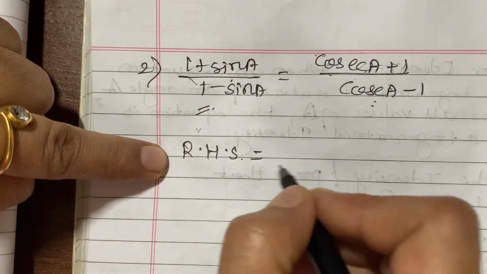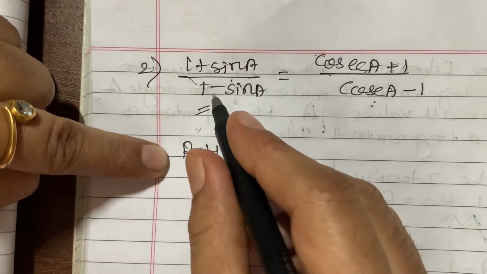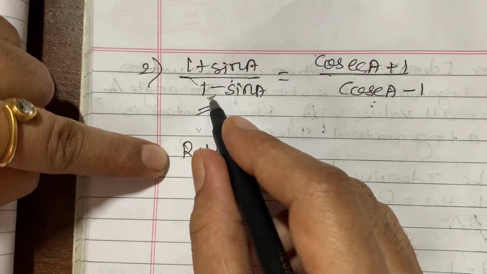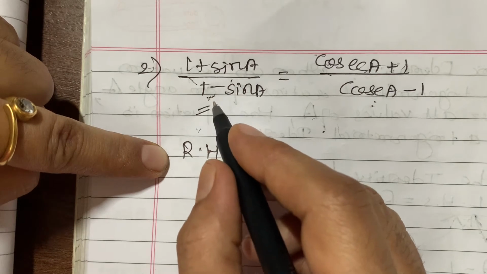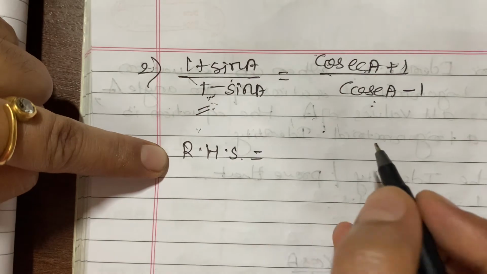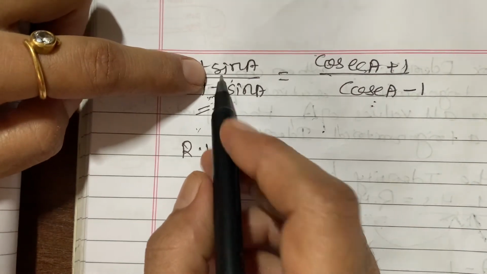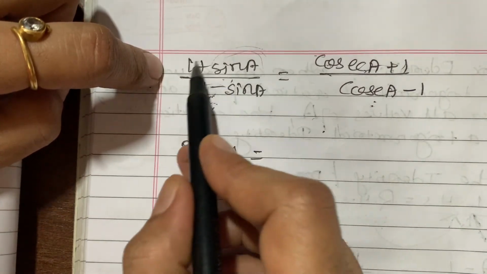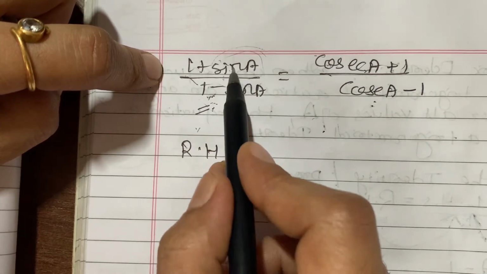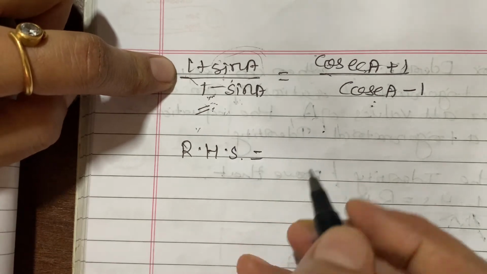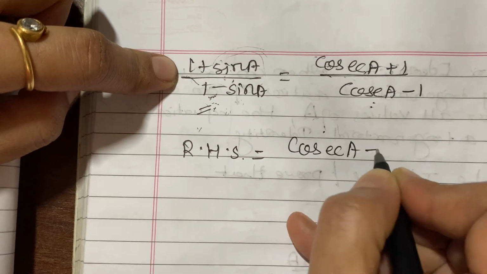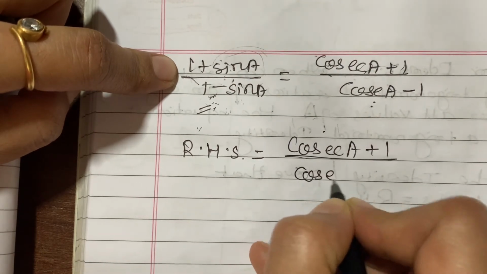Whenever you start proving this, always look where you have to reach. If you do not follow where you have to reach, then you can make a mistake. So always you have to see where we have to reach. Now we have to reach an equation or ratio where the sin a trigonometric ratio is there. Okay, so it is cosec a plus 1 upon cosec a minus 1.